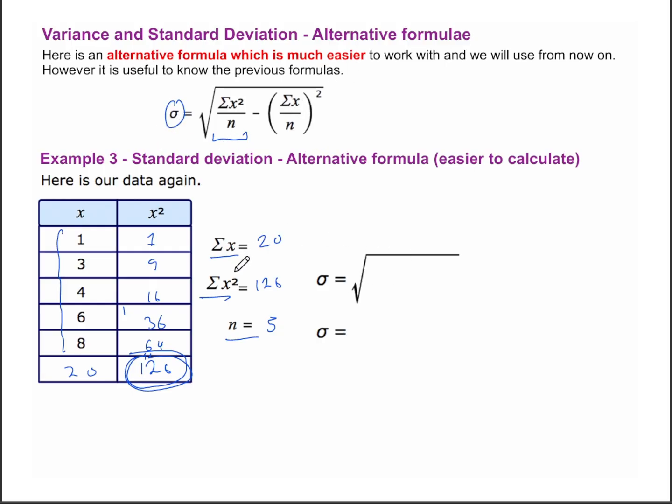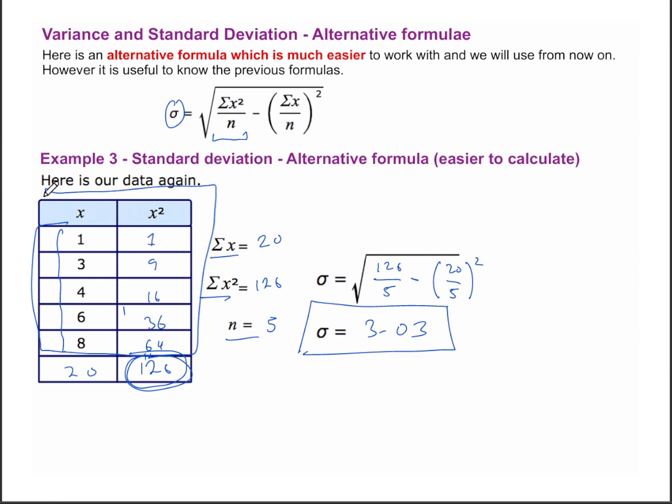So the standard deviation is going to be the sum of the squared data, which is 126, divided by 5, because we want to find the average of the squared sum, minus the mean, which is just the sum of the individual data points, 20, over the number of data points, which is 5. The mean squared. What we get here is 3.03 to 3 significant figures. That right there is going to be our standard deviation for this set of data, using this alternative formula, and you saw it was a lot faster to calculate.